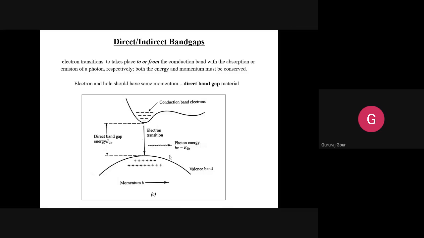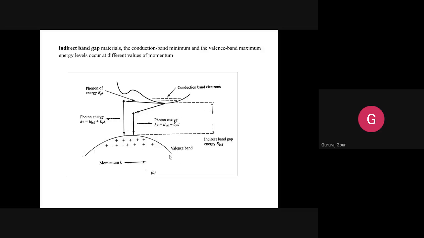That is a direct band gap. In direct band gap, both have the same momentum. In indirect, it will be different. In the indirect band gap materials, the conduction band has the minimum energy levels occurring at different values of momentum, and the valence band will experience maximum energy levels occurring at different values of momentum. So this variation is there.